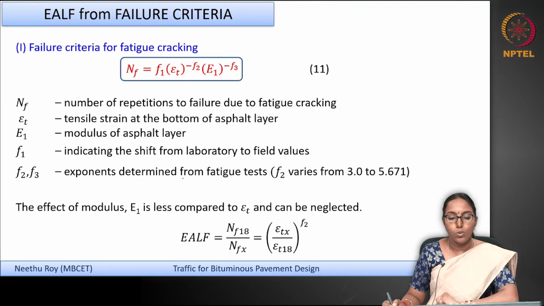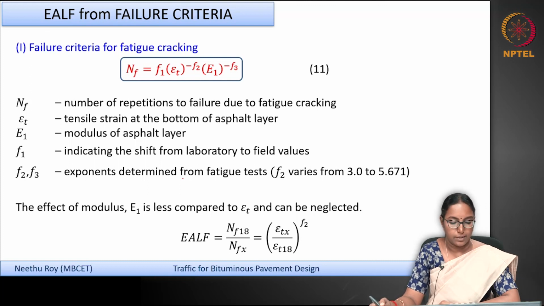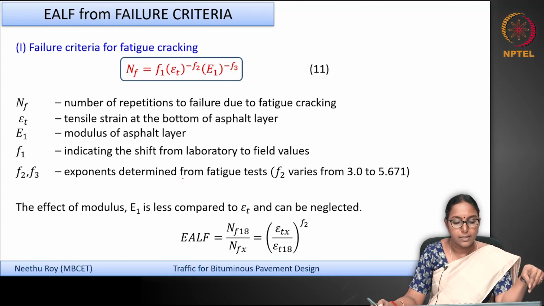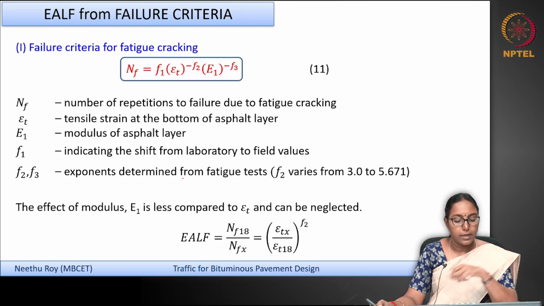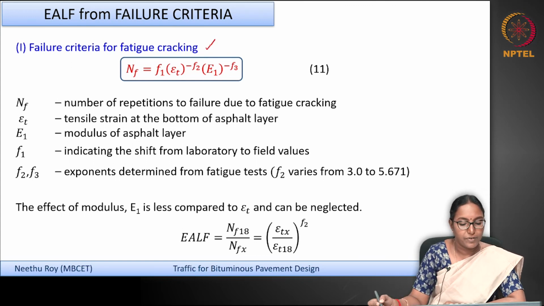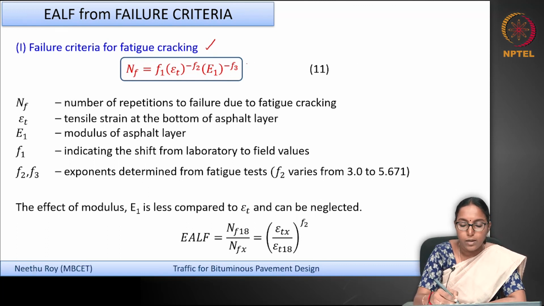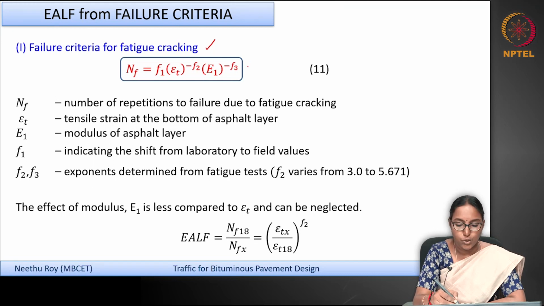So, let us see how these equivalent wheel load factors or equivalent axle load factors are determined from the failure criteria. As I said, the two failure criteria normally considered are the fatigue cracking and the rutting. Now, the distress transfer function for fatigue cracking is given by NF equals F1 epsilon T raised to minus F2 into E1 raised to minus F3.